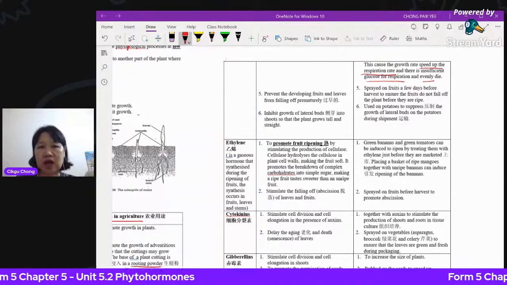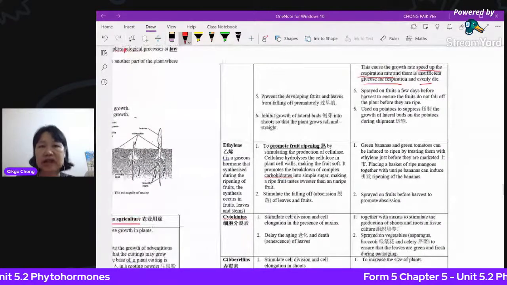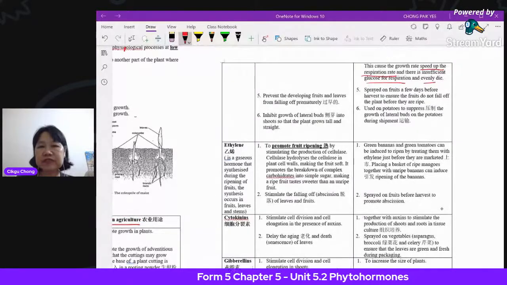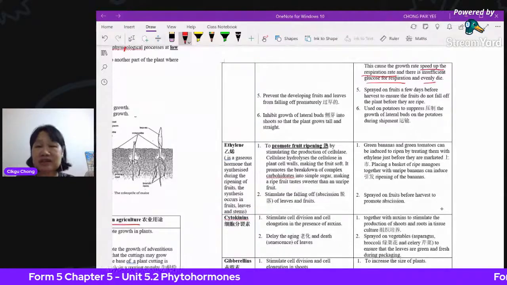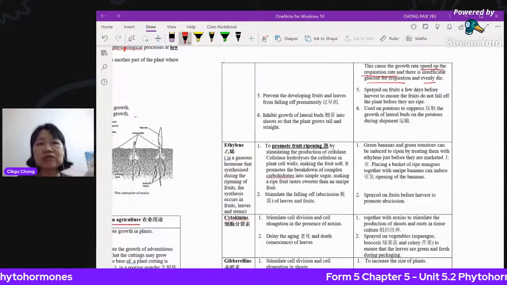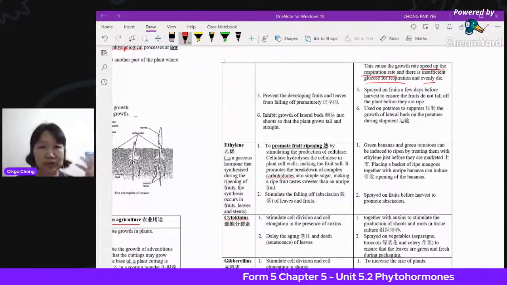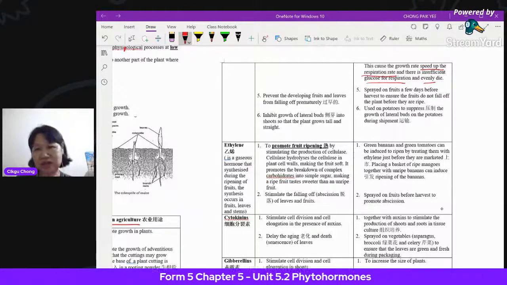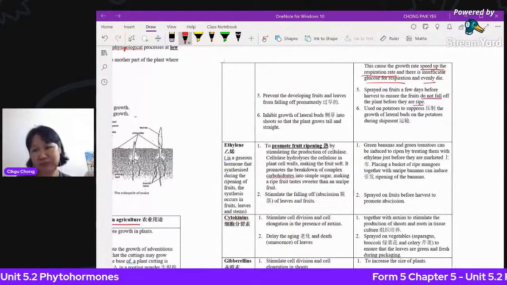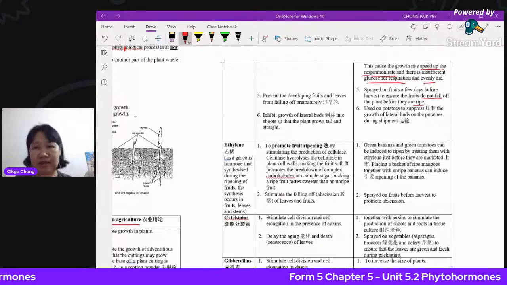Okay, next one. Auxin has the effect of preventing the developing fruits and leaves from falling off. That means preventing abscission. It will inhibit abscission. That means the plant will not shed so early as long as you have auxin. So it is sprayed on the fruits a few days before harvest to ensure the fruits do not drop off before they ripen. So make sure that they don't drop off.